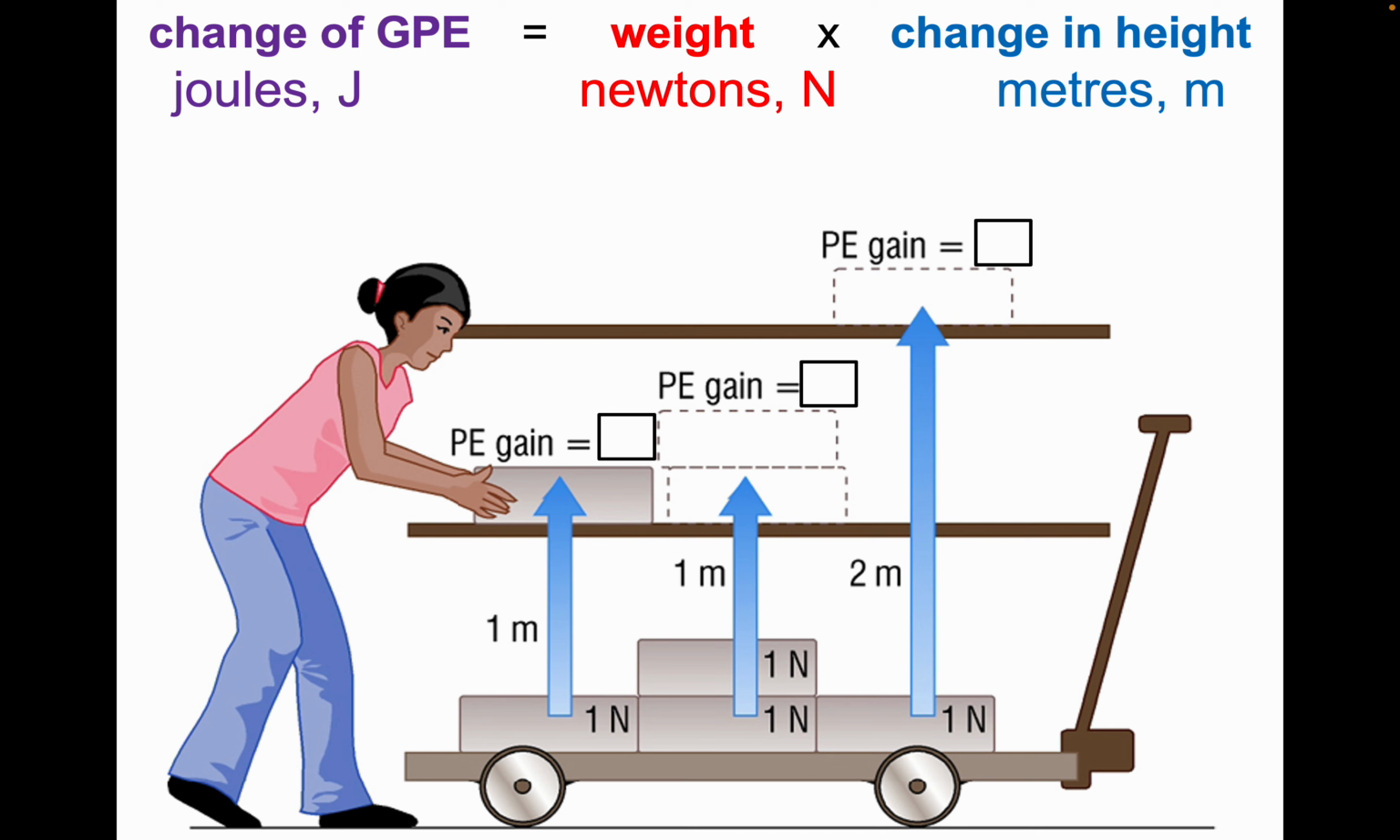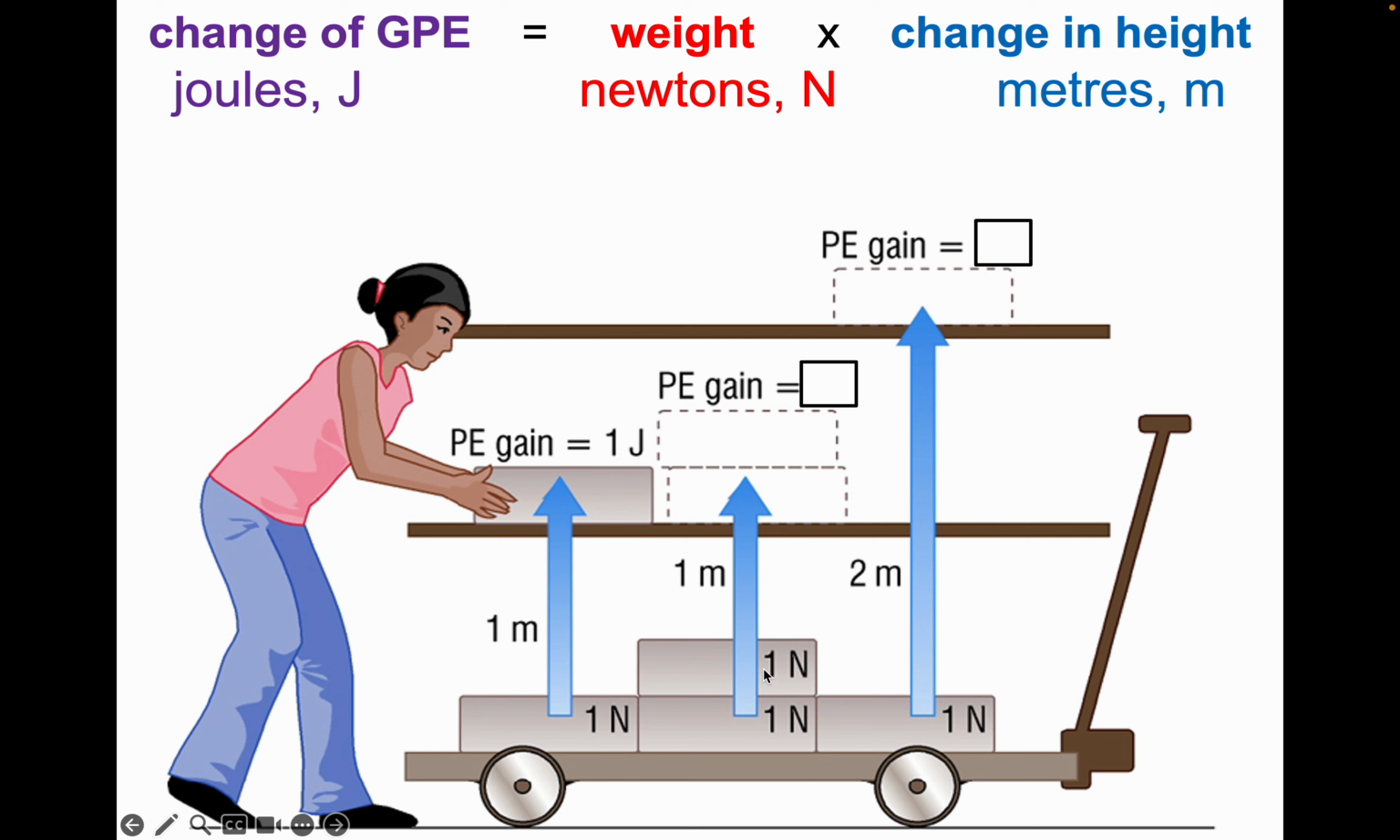So for example, if we want to measure the change in potential energy by lifting this 1 newton up to this shelf, if it moves up 1 meter, the weight is 1 newton and the height gained is 1 meter, so it will just be 1 joule. So the first one is 1 joule.